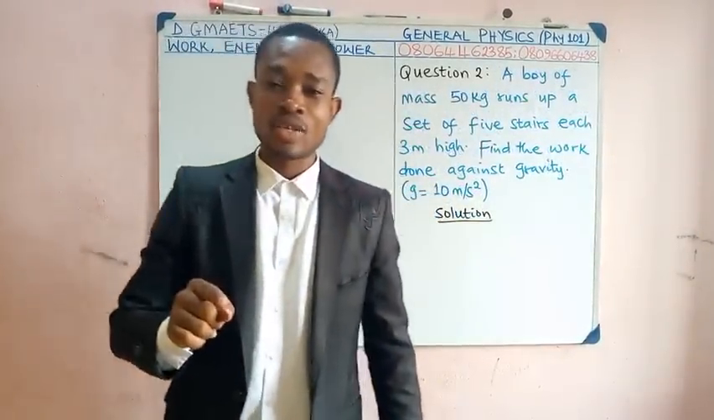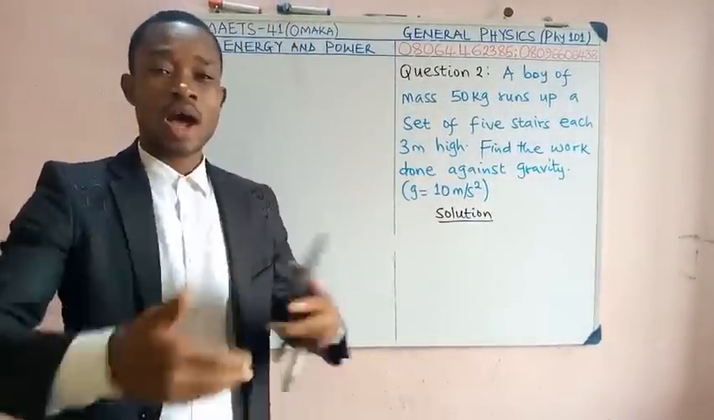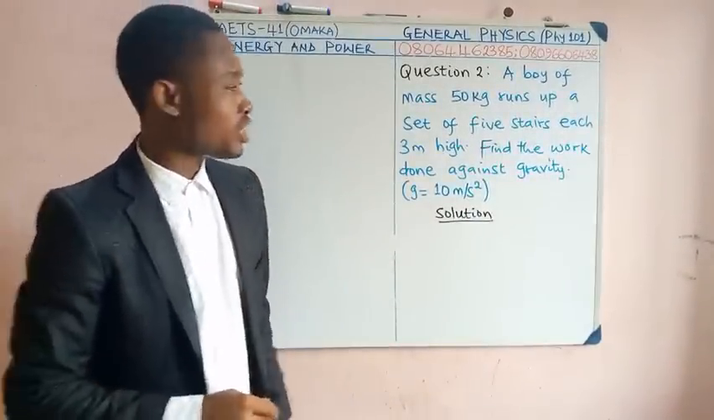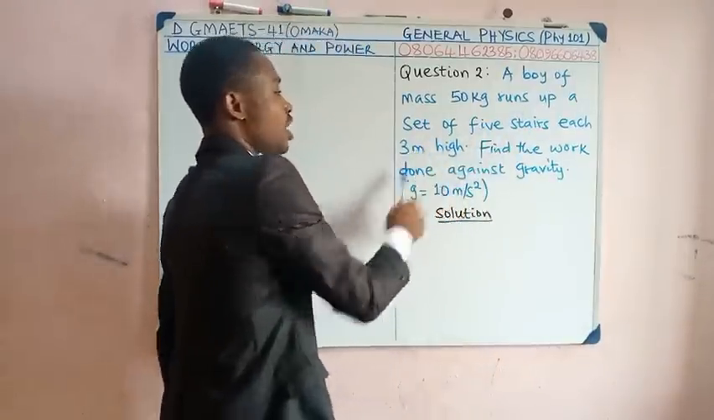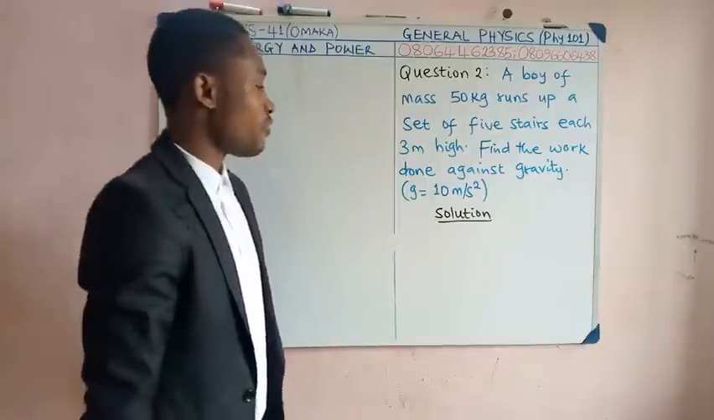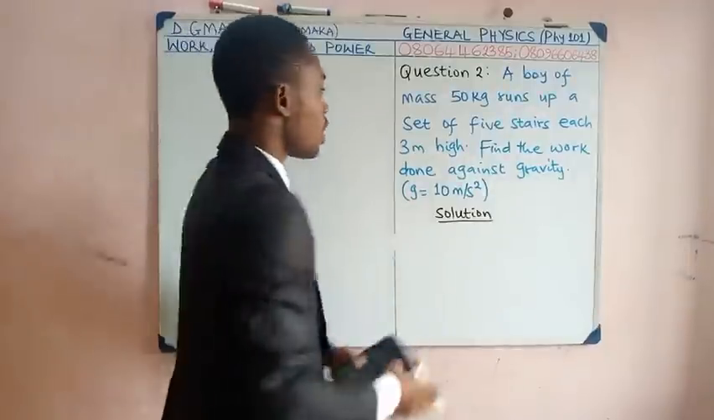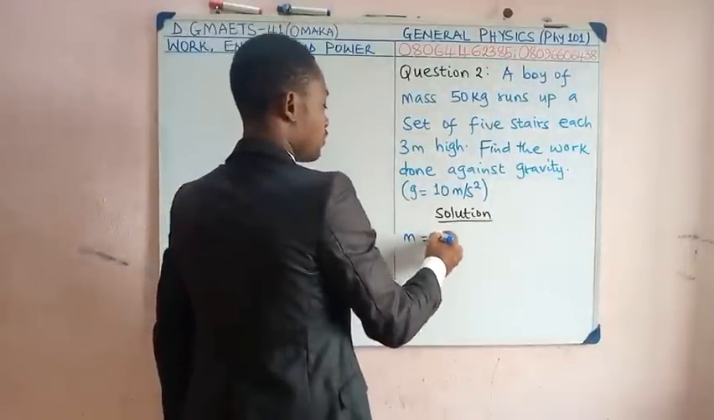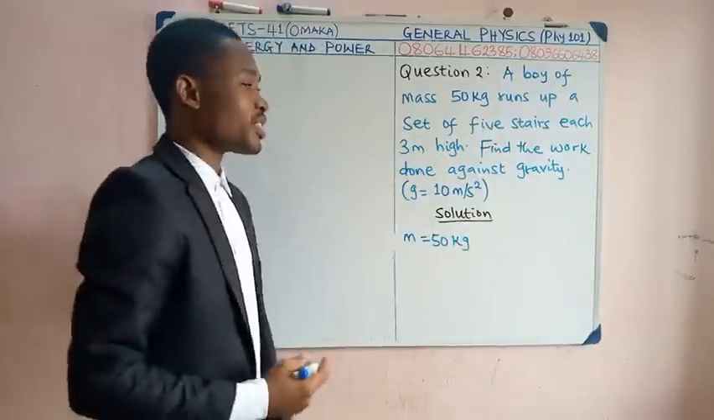We now have this second question on the board. It's about a boy that runs up some set of stairs. How many stairs here? 5 stairs, each of 3 meters high. The mass of the boy is 50 kilograms. We are asked to find the work done against gravity. Is that okay? So the mass of the boy is 50 kilograms. Now the boy runs up 5 stairs.